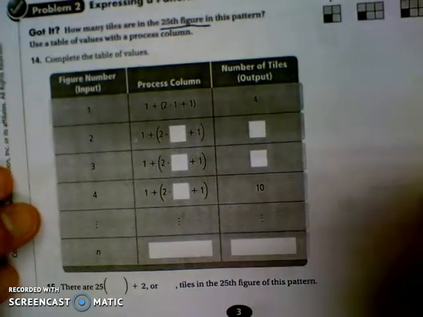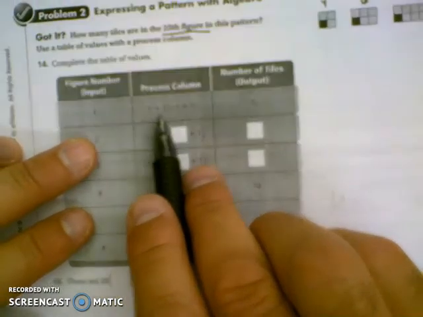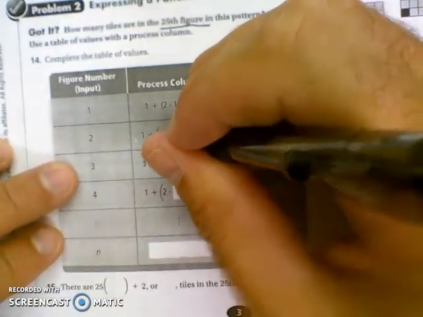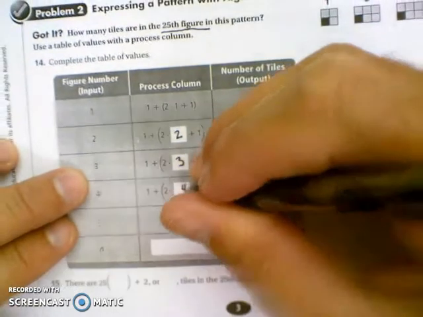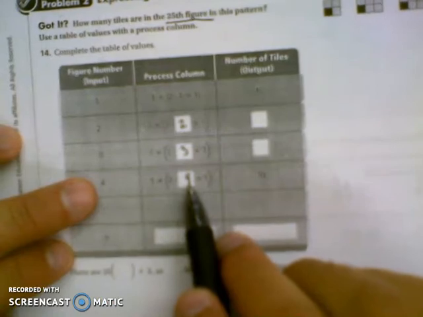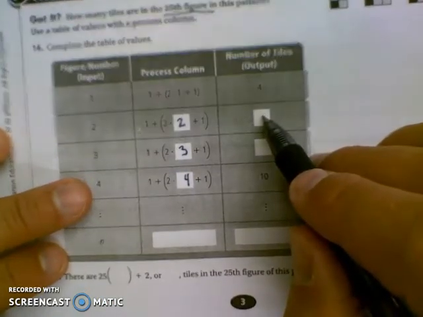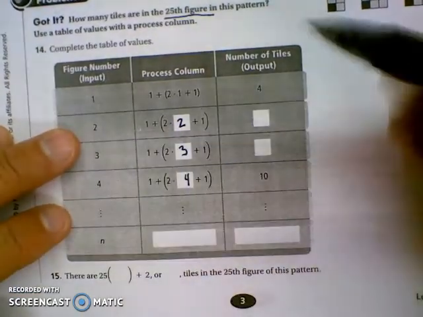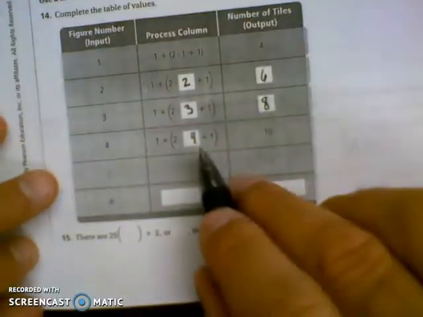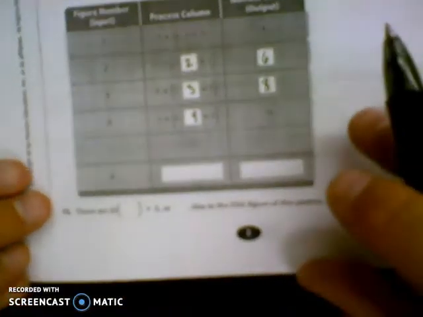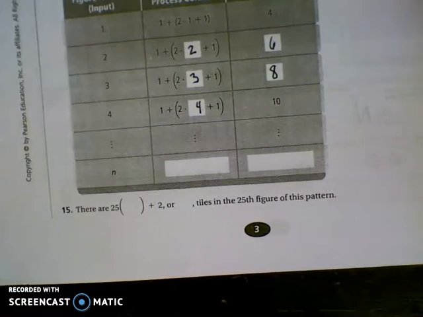So down here we have the process column. And right here we're going to put number 2, number 3, and number 4, because this is the input. The input's always going to be the number of the pattern. Number of tiles is the output. So you're going to put the process. Here's the process. So this will be 6, 8, 10, because you can see how it gets bigger every time. And then we're doing the 25th.